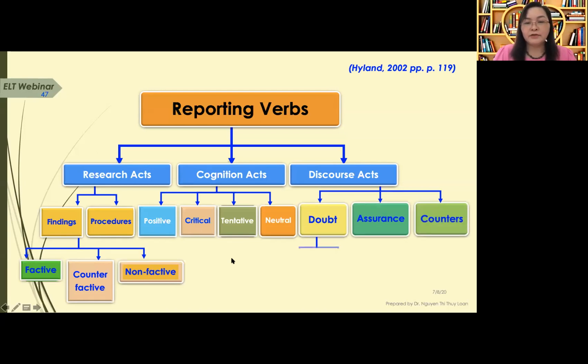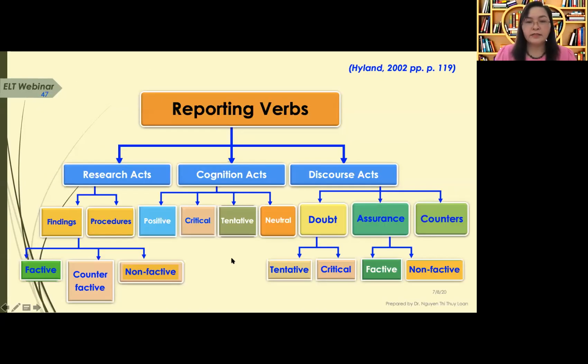Okay, so in general, the evaluation function like factive or positive means you show your acceptance, your agreement, your positive attitude. But if you use counterfactual or critical, you are showing your disagreement, your objection, your doubt about what the other people say in the literatures. But if you use neutral or tentative, you don't show your view at all. You just keep the standing position, the neutral position in talking about that.